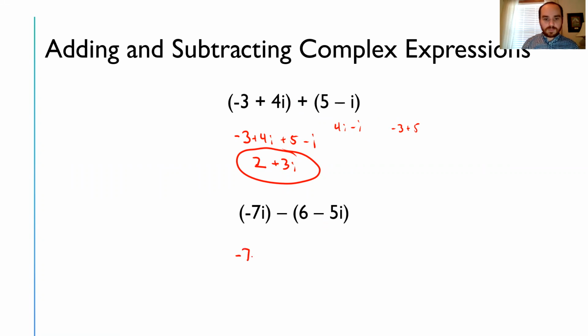This one is just a tiny bit trickier. Just remember to distribute this to both. So we'd have -7i minus 6 plus 5i. So this is basically -6 minus 2i.